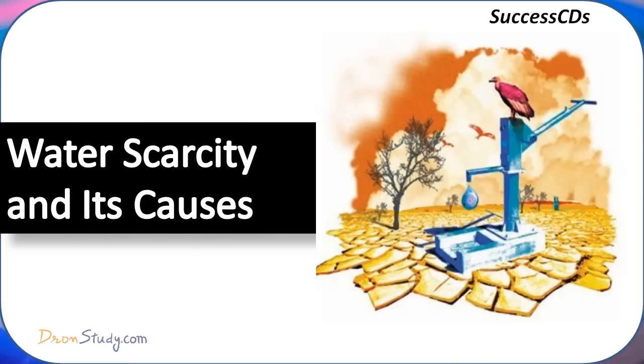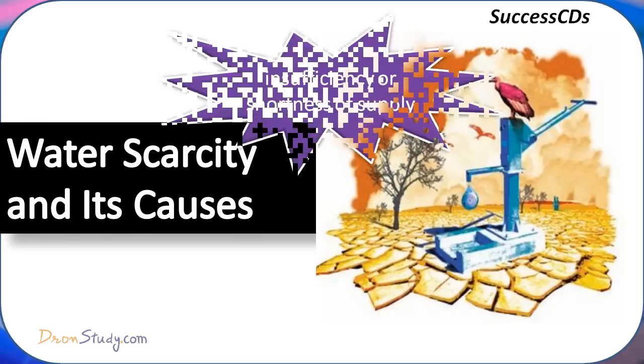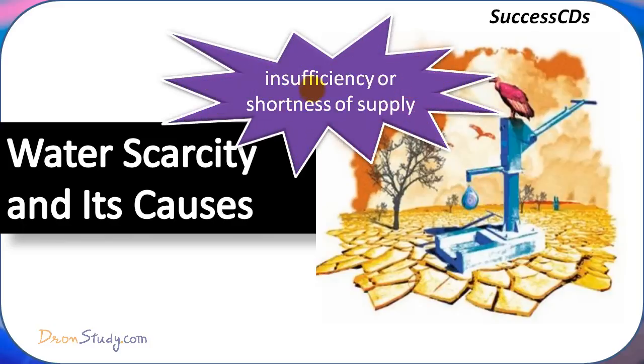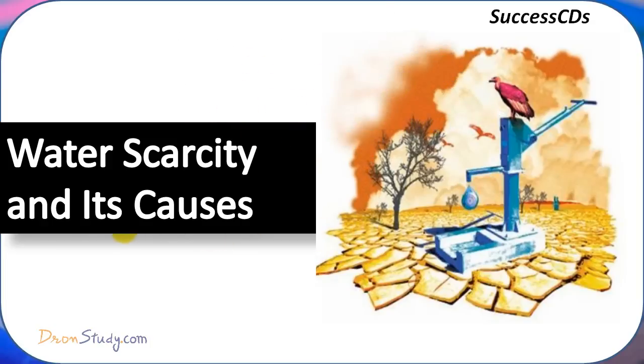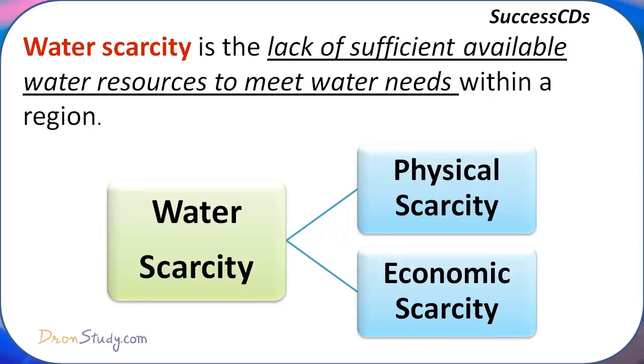The next topic in the chapter is water scarcity and its causes. Water scarcity. What is the dictionary meaning of scarcity? Insufficiency or shortness of supply. इसका मतलब है कि जब किसी चीज की कमी होती है या कोई चीज जितनी जरूरत है उतनी नहीं होती, इसका मतलब उसकी स्कैरसिटी है. तो हम इसमें देखेंगे कि what is water scarcity and its causes. ऐसी क्या चीजें हैं that cause water scarcity.